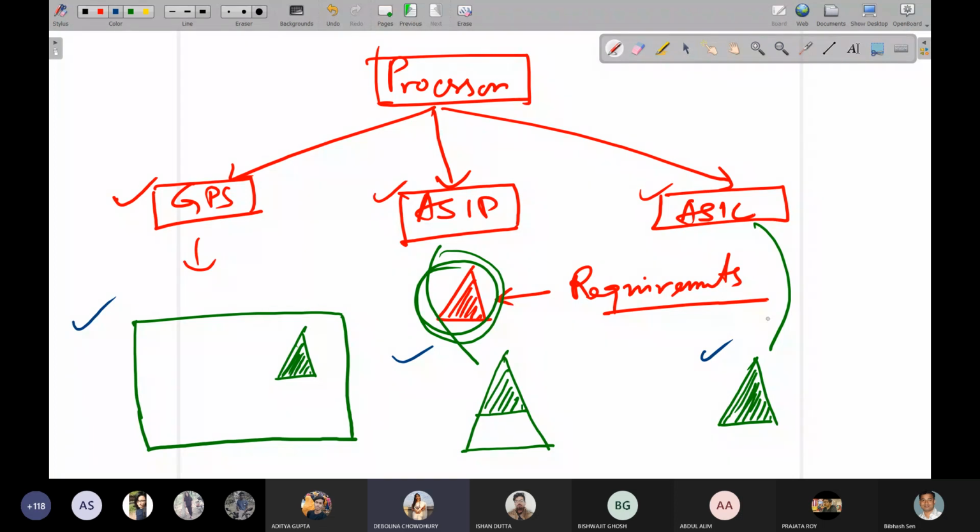Is it related to something like memory? Not yet. No. See, I told you that this is my requirement. And if you see the ASIC, that is application specific integrated circuit. I am writing this is application specific integrated circuit.